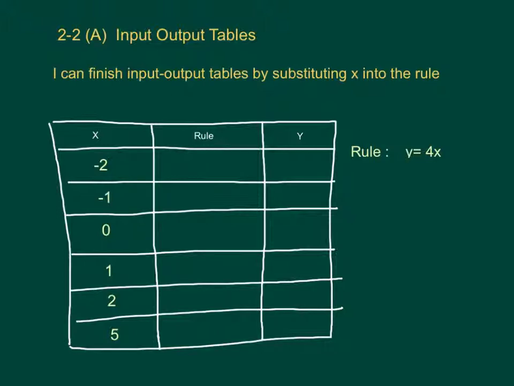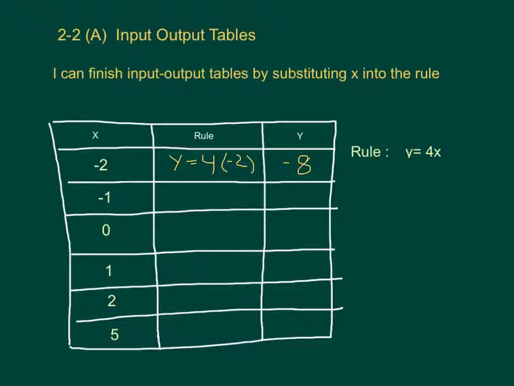So if I have x equals -2, really I'm going to make a substitution. I have y equals 4 times x, and I'm going to substitute -2 in for x. So what I did is I just took -2 and plugged it in for x into my rule. So y equals 4 times -2. And so when I solve, y is going to be equal to -8.